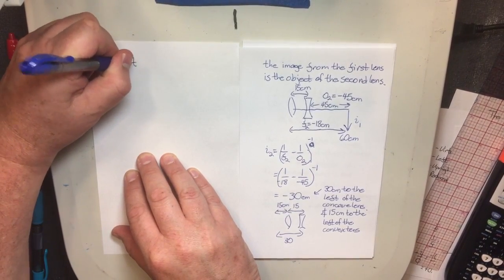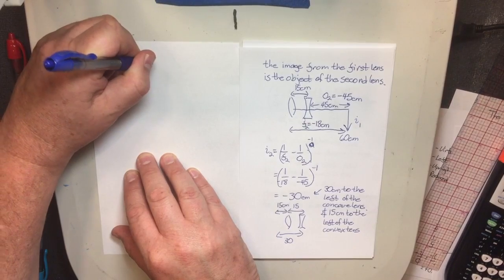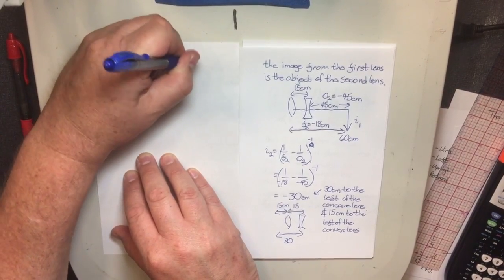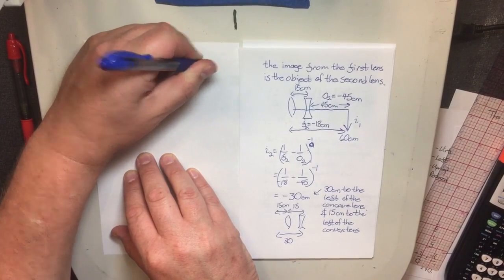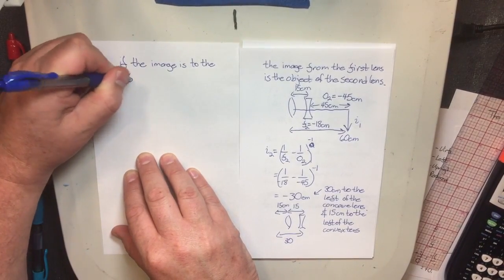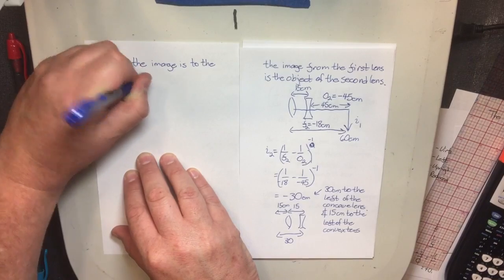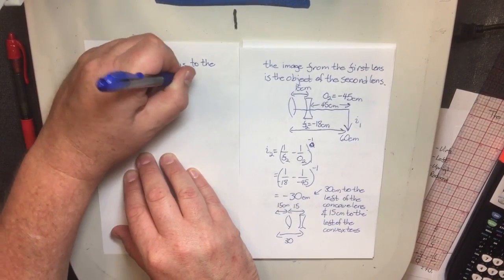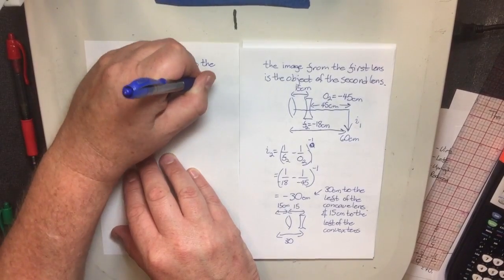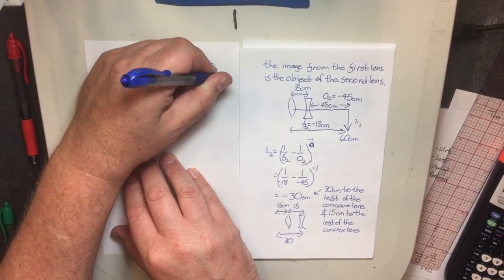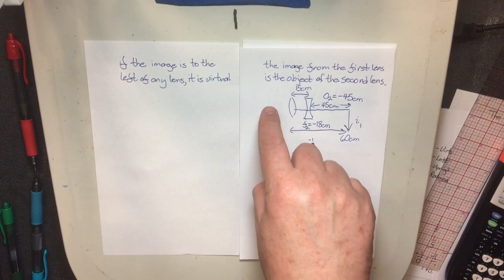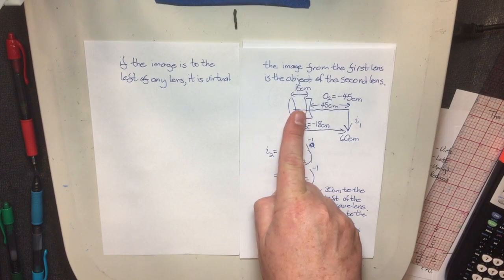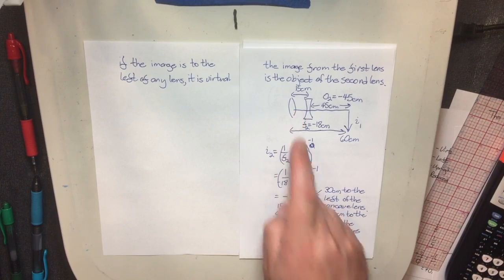If the image is to the left of any lens, it is virtual. If the image is way over here, it is virtual. If it's between the lenses, it is virtual.